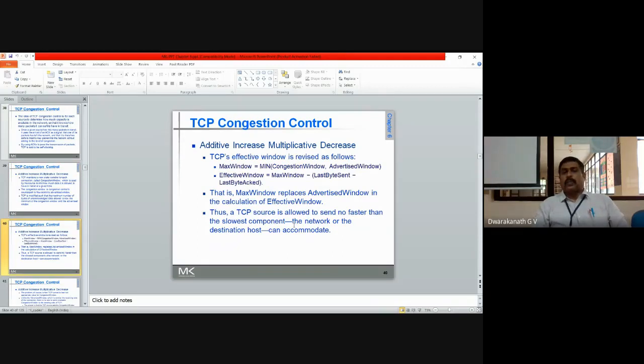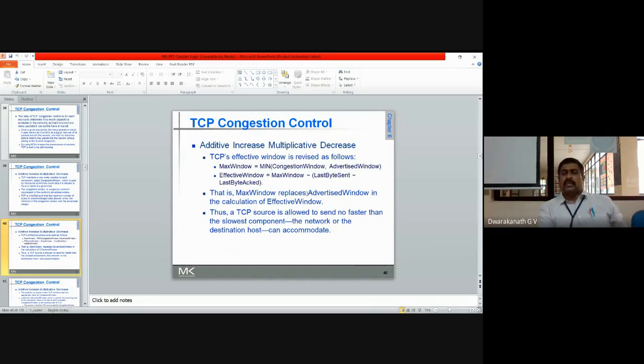Now, additive increase, multiplicative decrease. You see this: TCP's effective window is revised as follows. Max window will always be equal to the minimum of congestion window and advertised window. Whichever is minimum, we take into consideration. Now, effective window is equal to max window minus (last byte sent minus last byte acknowledged). Assume the last byte acknowledged is 1 and the last byte sent is some value. In between, whatever is there will be in the queue. So based on the max window, what it can send more is the max window minus those remaining bytes.